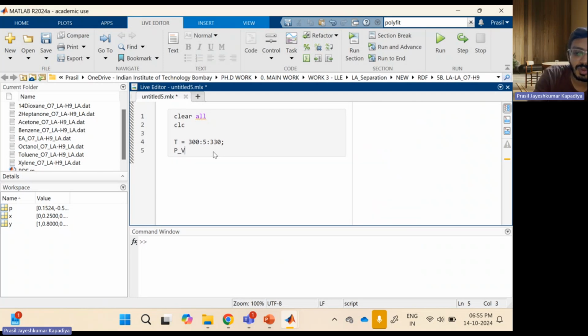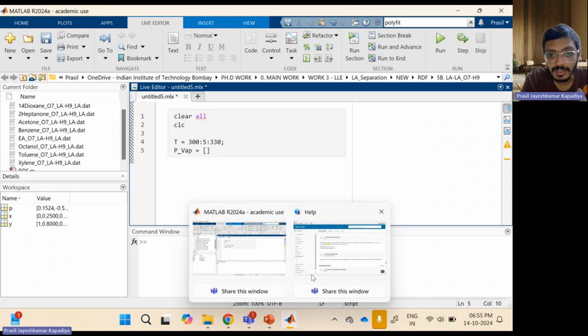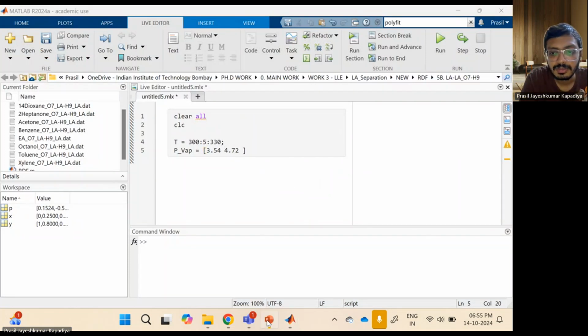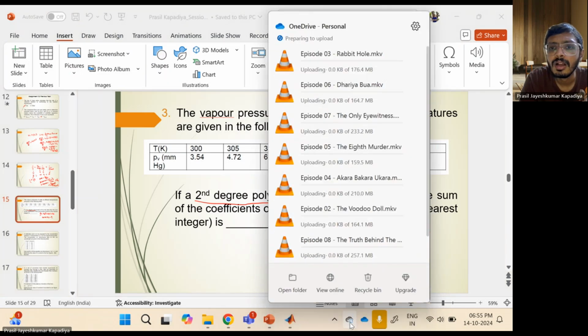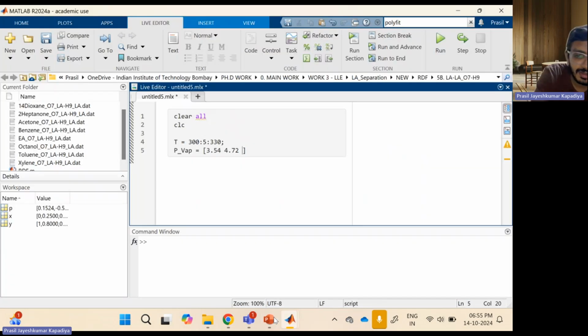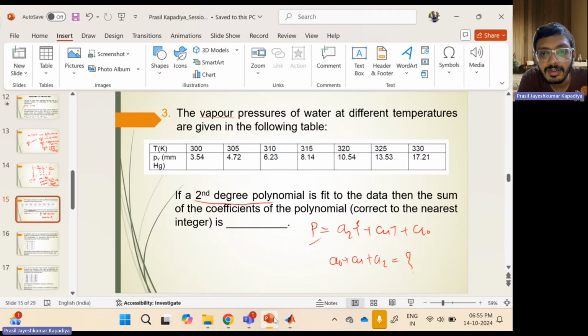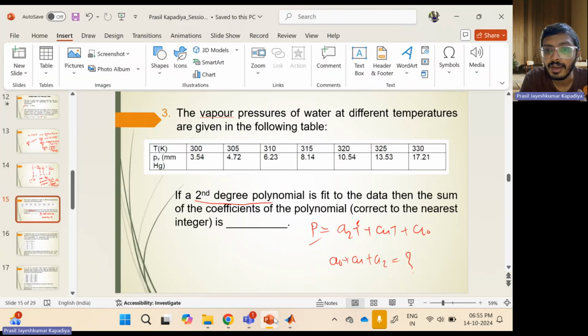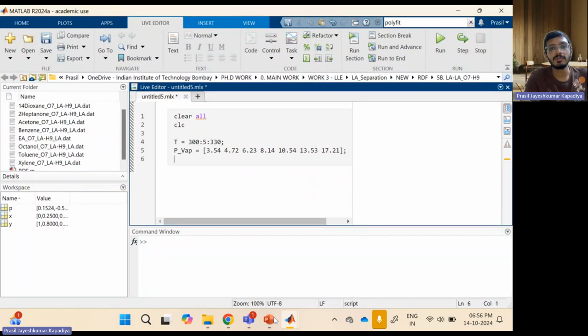And what is my P underscore vapor? So that is given to us as 3.54, 4, then 4.72, then 6.23, then 8.14, then 10.54, then 13.53, and 17.21. So this is my data.